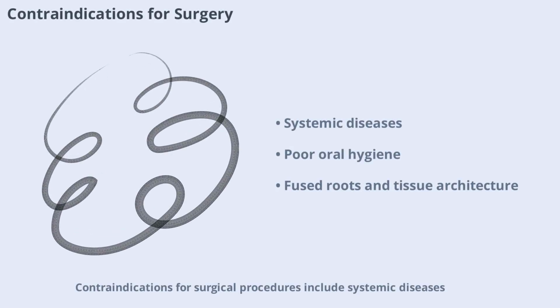Contraindications for surgical procedures include systemic diseases, poor oral hygiene, fused roots, unfavorable tissue architecture, and roots that are endodontically untreatable. It's important to assess the patient's overall health and dental status before proceeding with surgery. In cases where contraindications exist, alternative treatment options should be considered to avoid complications and ensure optimal outcomes.